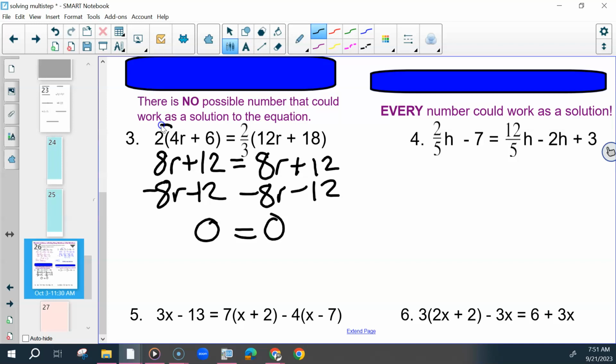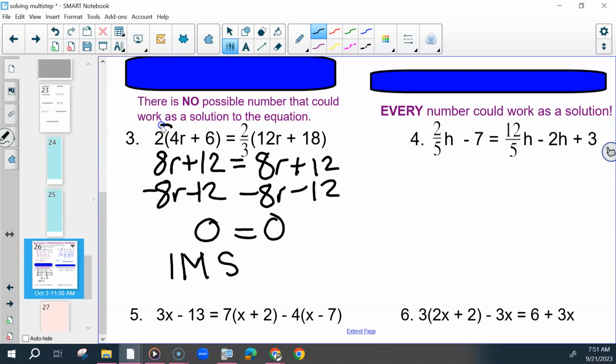The type of solution, yeah. We agree or disagree? Let's see some nods, there's some thumbs up. We should agree this was infinitely many solutions. Everything should have canceled. We get the same thing on both sides. All of those things, infinitely many solutions.